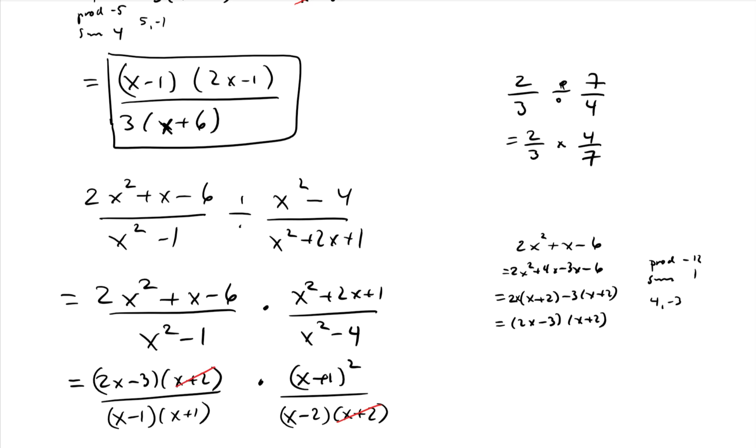X plus 2, x plus 2. All right, so this is like multiplying by 1. X plus 1, there's one factor of x plus 1 that goes away, and that's it. So I'm going to be left with 2x minus 3 times x plus 1 over x minus 1, x minus 2.